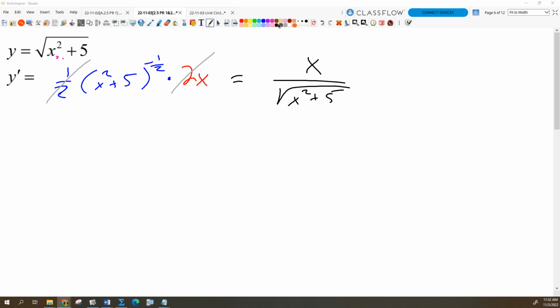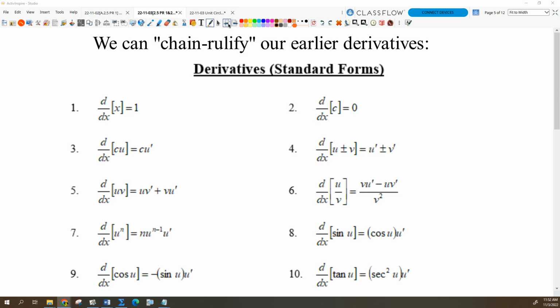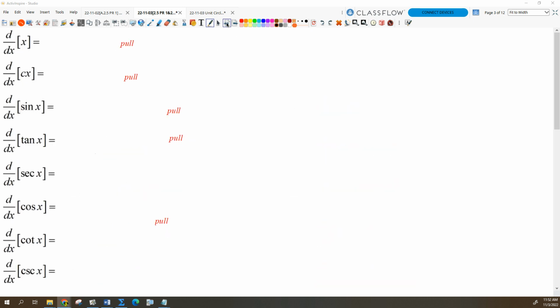No big deal. Chain rule allows us to take all of our previous derivatives and just apply them to much more interesting examples, okay? So if we go back to our, here's our list of derivatives that we currently know, okay? We know that the derivative with respect to x is just 1, right? How come? Well, here's why. It's 1 because it's really equal to dx over dx. Well, dx over dx cancels, and I just get 1, okay?